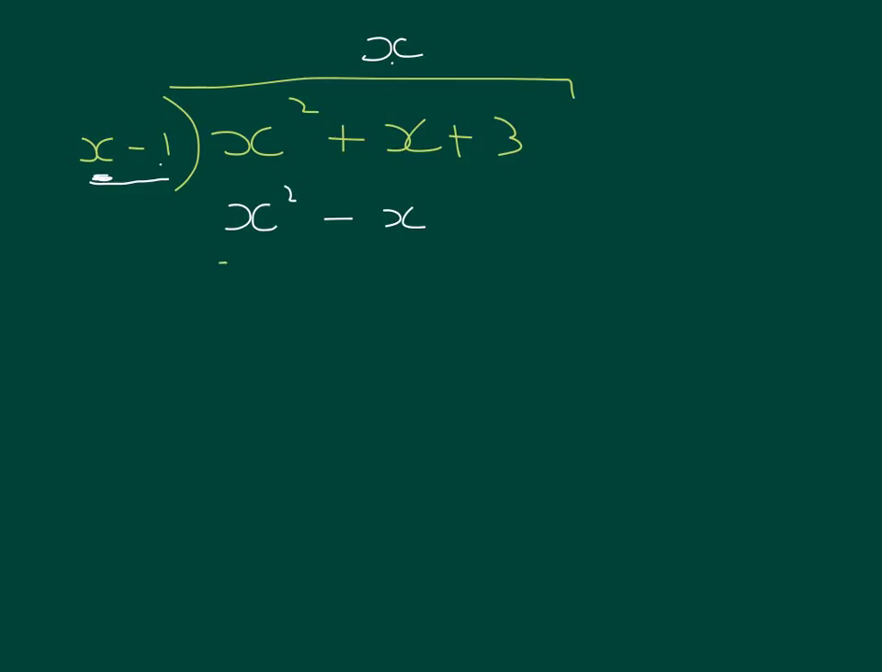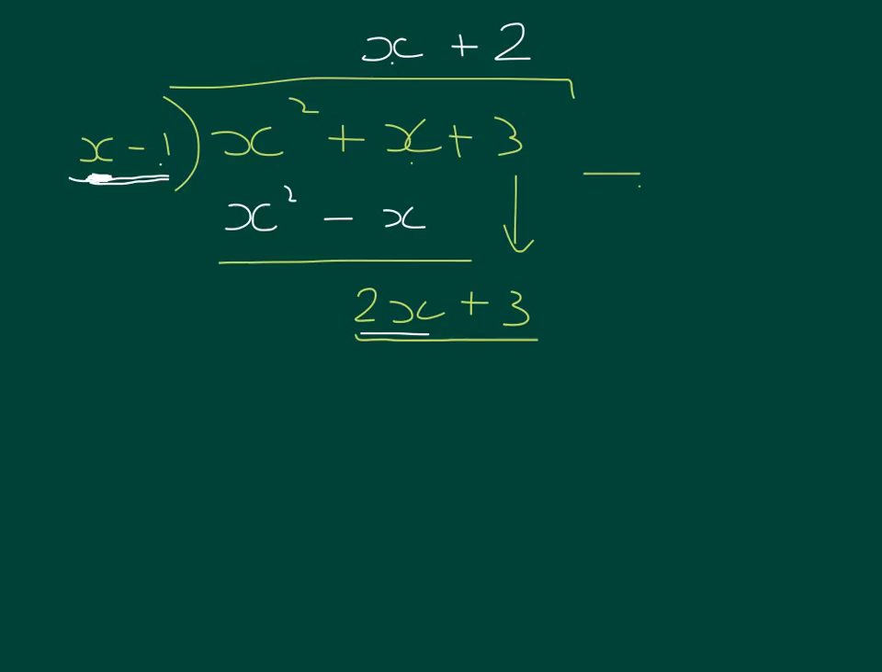And then I need to subtract those two lines. x squared minus x squared is 0, plus x minus minus x will be x plus x, which is 2x. And I bring down the plus 3. Then I do the same thing again, but this time for 2x plus 3. I say to myself, what do I have to multiply x by to get 2x? The answer is plus 2, so I put that up the top. Then I multiply that plus 2 with both terms out the front of the division, so I end up with 2x minus 2.